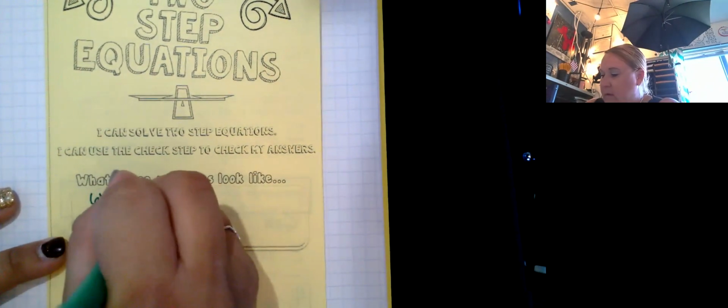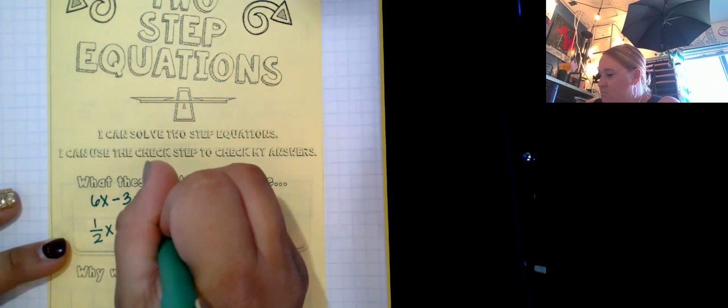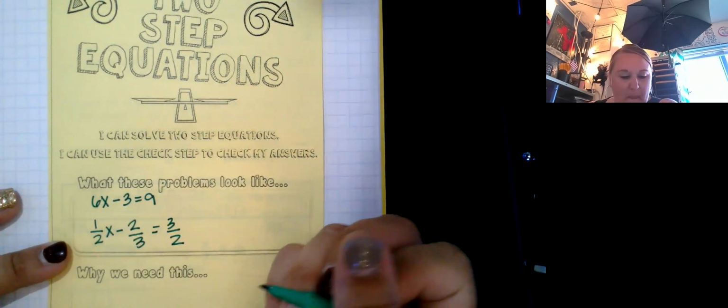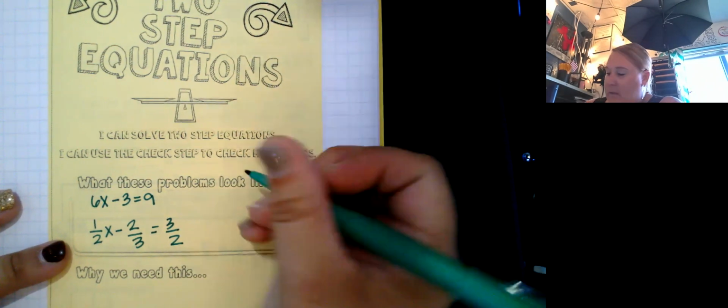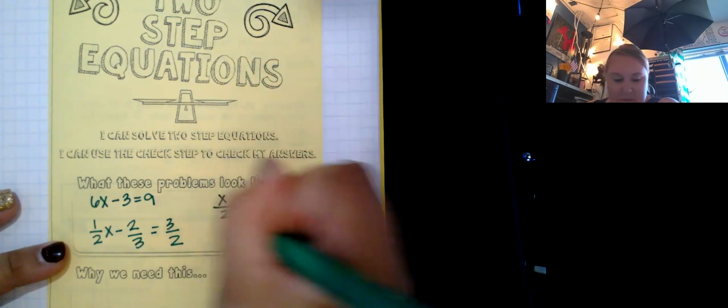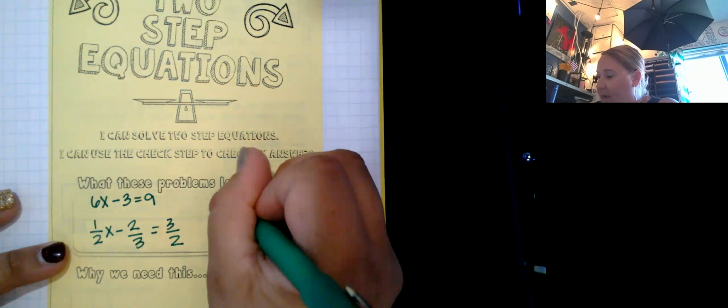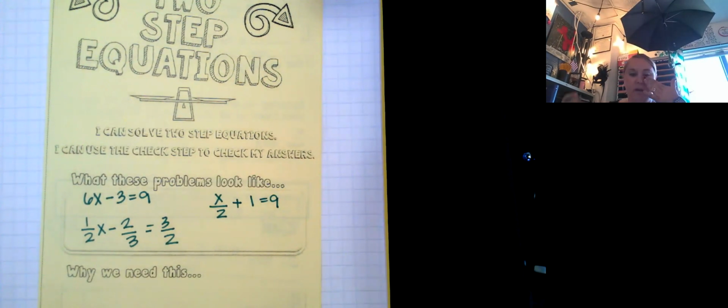This would be a really hard one to do. But we could certainly do it. It could look like this. And remember, fractions are just division, right? So anything that has 2 things going on with the x is going to be considered a two-step equation because it's going to take 2 steps for us to solve.